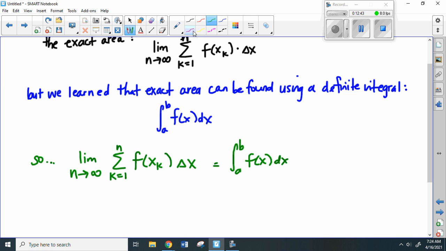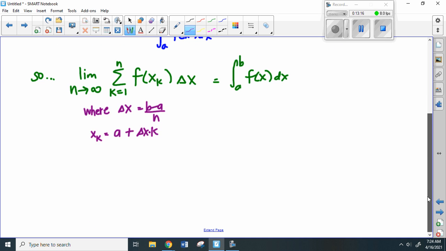Now, you do need to keep in mind that for the limit piece, we wrote this on the first page of notes, but just as a refresher so that you have it all together, delta x comes from taking b minus a divided by n, and x sub k comes from taking the beginning of the interval and adding the change in x times k. Those pieces are going to be very important when we actually start working these things out.